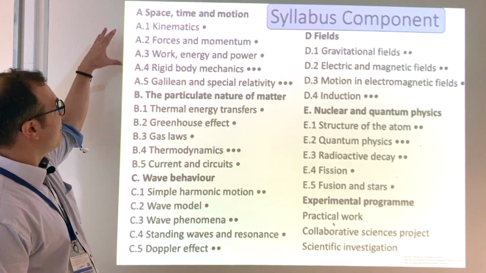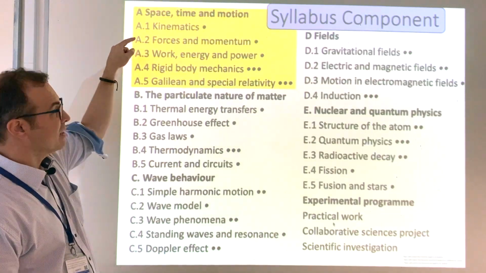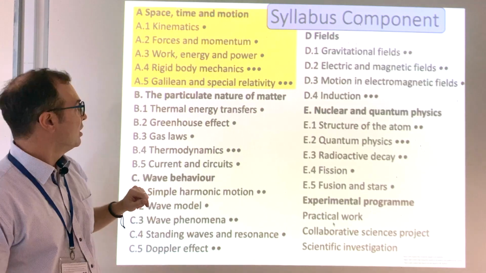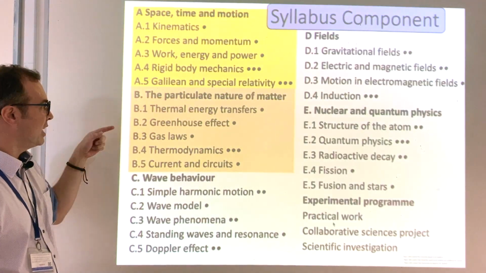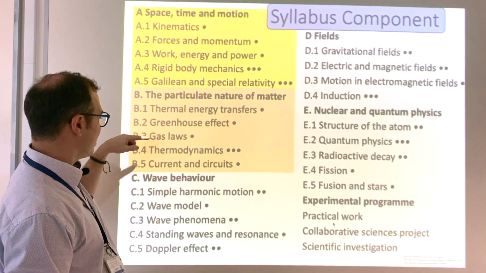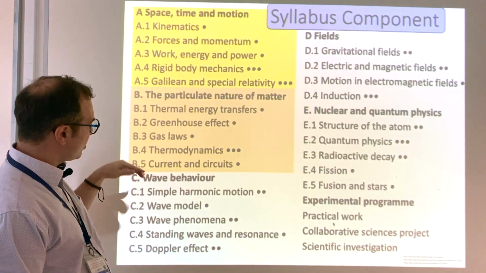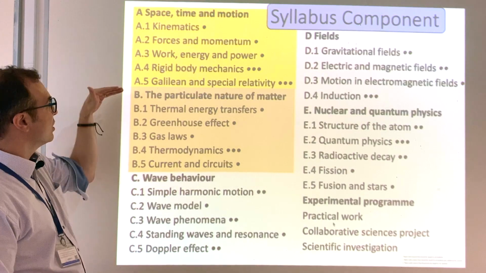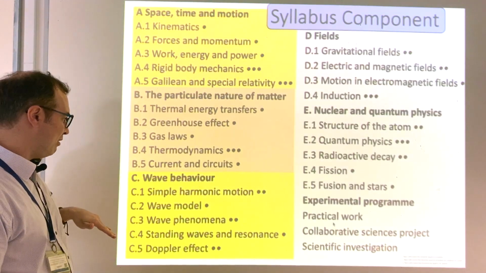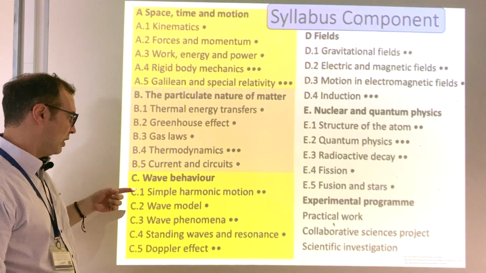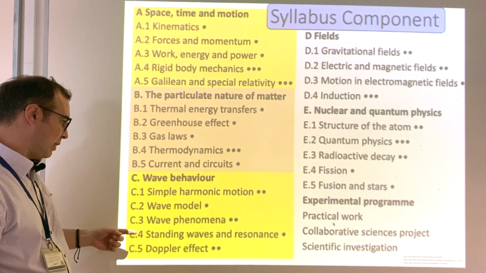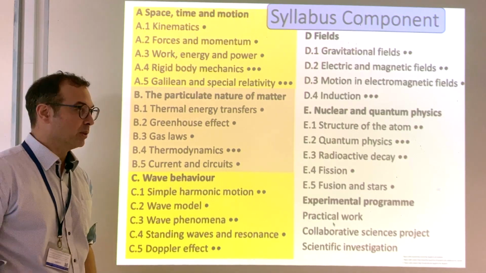The first one is space, time, and motion. And you might recognize some of them in here as far as kinematics and work and energy. We also look at the particulate nature of matter, where we're looking at thermal physics, we're looking at the gas laws, thermodynamics, and we also get into a little bit of current and circuits within the particulate nature of matter. The third section is about wave behavior, where we're talking about either simple harmonic motion, wave model and phenomena, as well as standing waves and the Doppler effect.